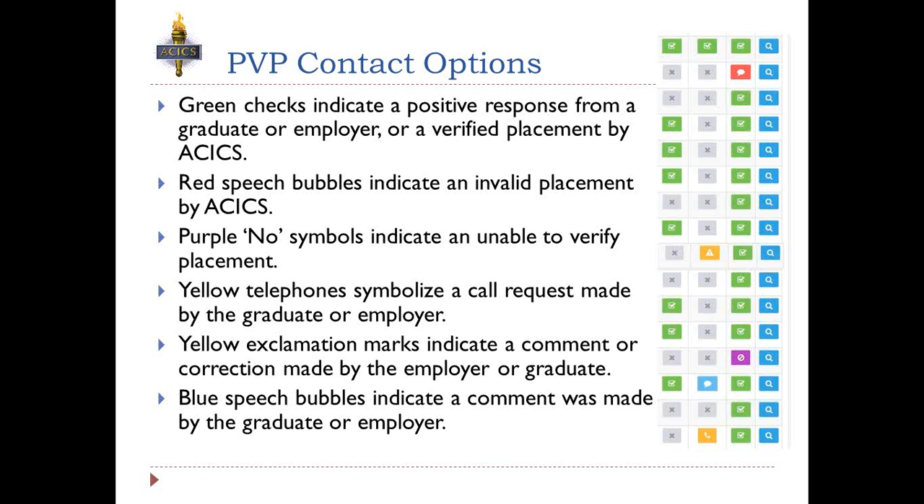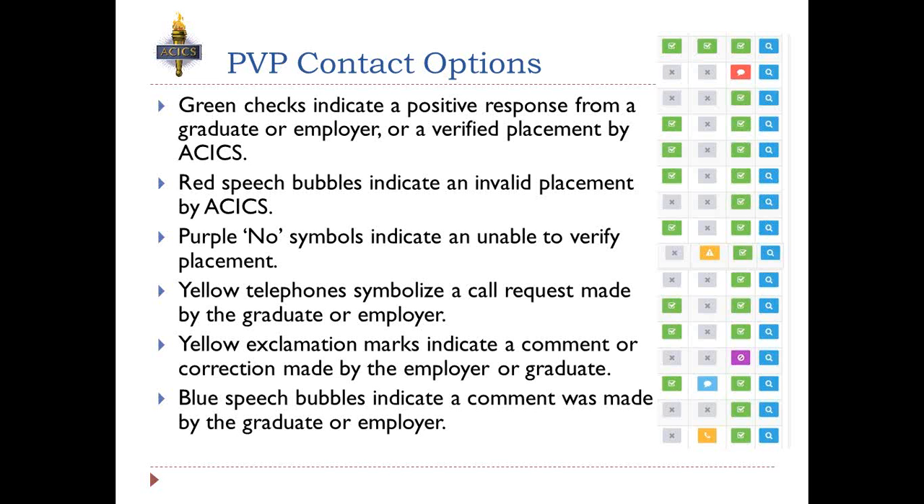All right. Well, everything that we see, these colored marks, all correspond with an option that Tehran just went over in the emails that the graduates and the employers get. If it's a green check, that means that they indicated a positive response to the email that we sent out. Essentially, they said that this is correct. A red speech bubble indicates that they did not agree and that it is an invalid placement. The purple no symbols indicate that we were unable to verify this placement.